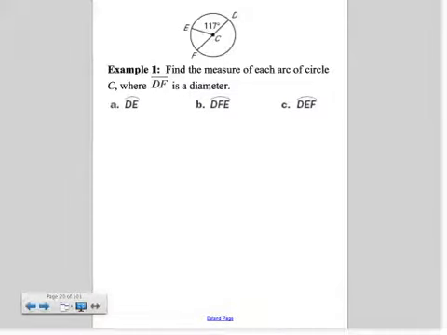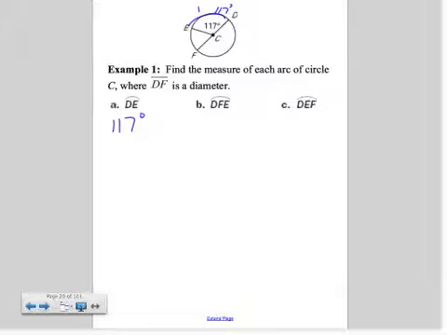All right, find the measure of each arc of circle C, where DF is a diameter. So arc DE, well, that's good because the central angle is 117, which makes that arc measure 117 degrees.